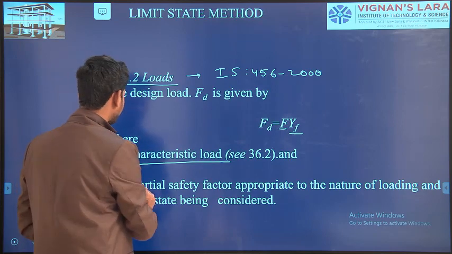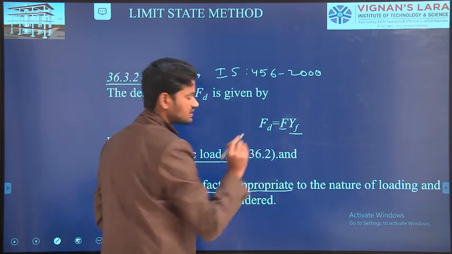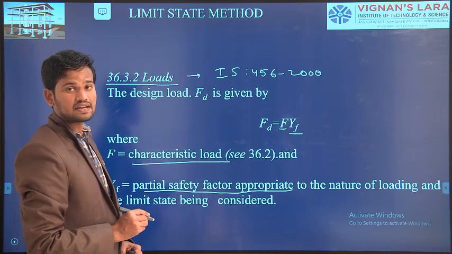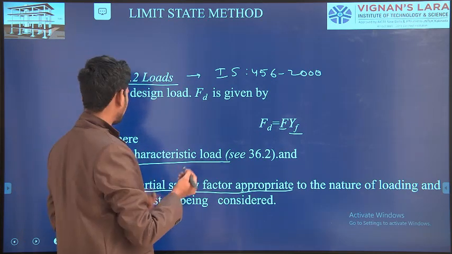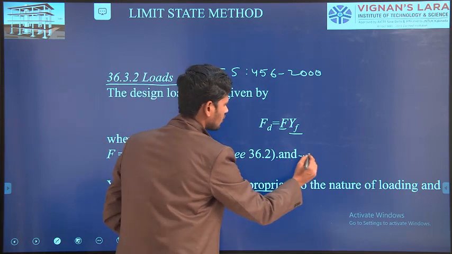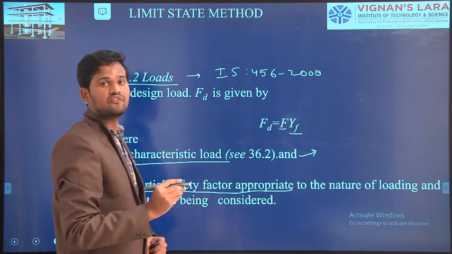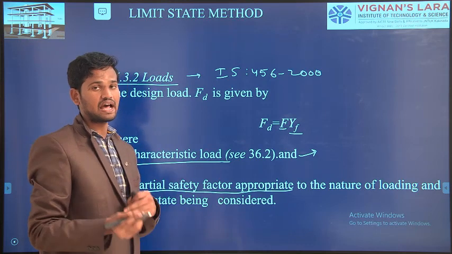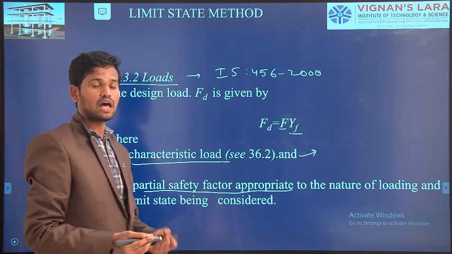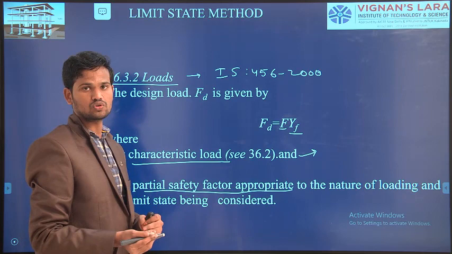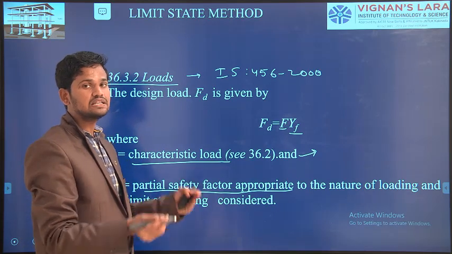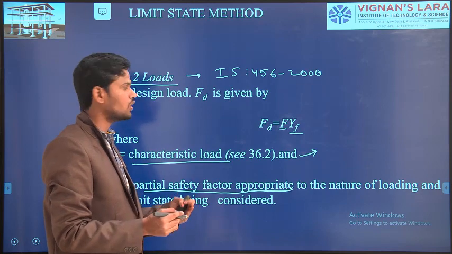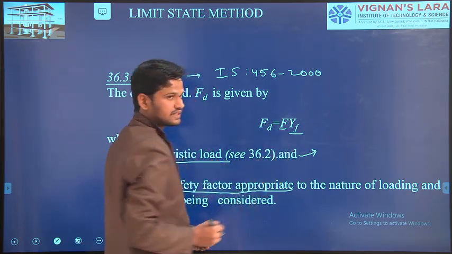And gamma F is called the partial safety factor. Again, these characteristic loads we are taking from the various types of loading condition. That means if you are taking wind load, dead load, live load or imposed load, or earthquake loads, for all these loading conditions, based on the IS 456 code book, we will take the characteristic load.